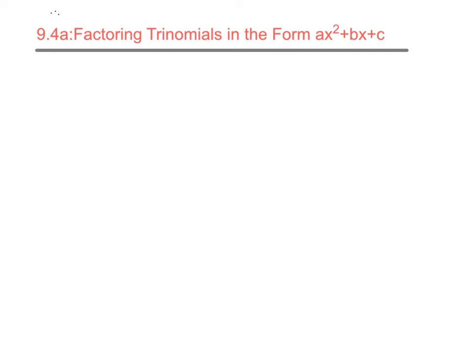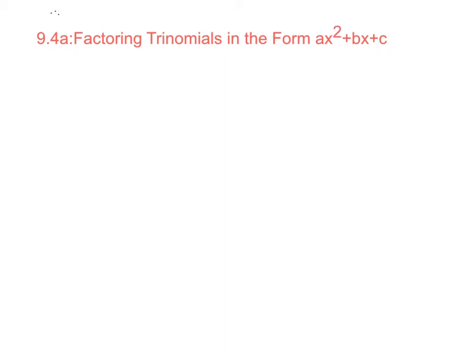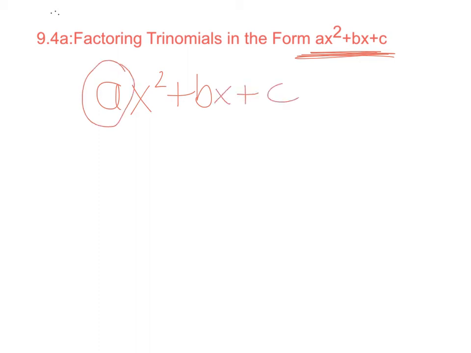This is 9.4a, and the name of it is Factoring Trinomials in the form of ax squared plus bx plus c. So what does that mean, ax squared plus bx plus c? It means that now we have a number, which is called a coefficient, in front of the x squared term.